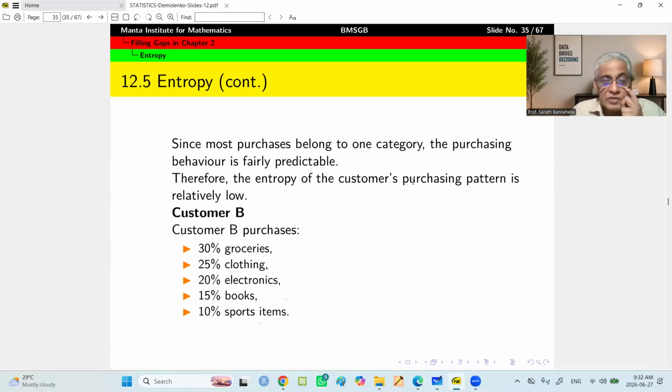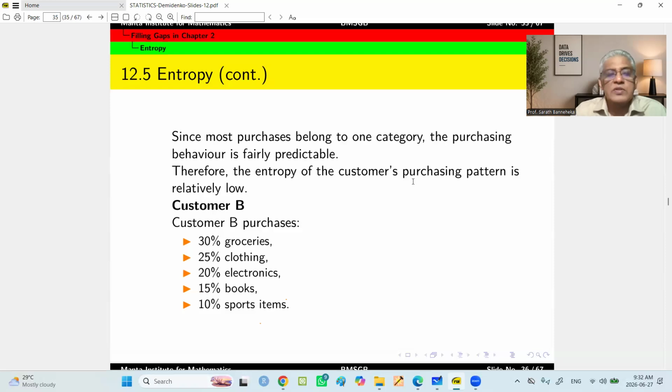On the other hand, if there is a customer whose probabilities are distributed very much around several categories of items like groceries, clothing, electronics, books, and sports items, and each has some small probability so that the total will be equal to one, or the percentage should be equal to one, then it's difficult to predict what the next purchase will be. So there's a high uncertainty, and therefore for that customer, the entropy is high.